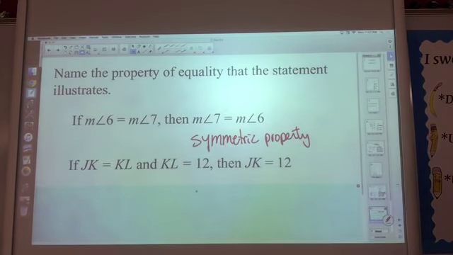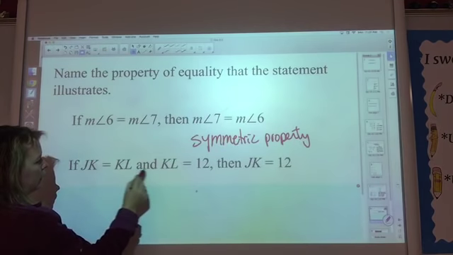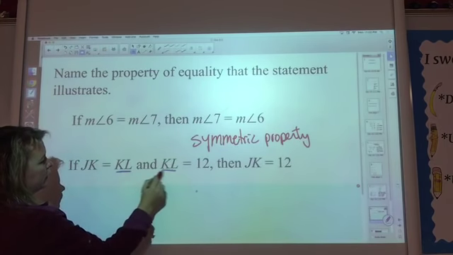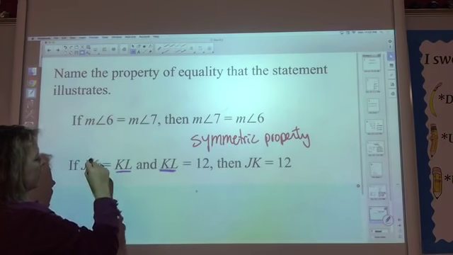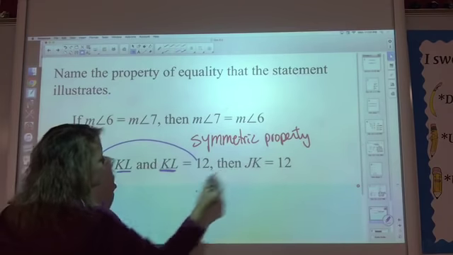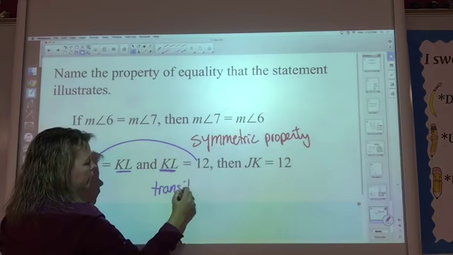Write this one down. If the measure of segment JK equals the measure of segment KL, and the measure of segment KL equals 12, then the measure of segment JK must equal 12. If this equals that, and that equals this, and we have a shared component that is related to both, then we can conclude that those two are related to each other by the transitive property.